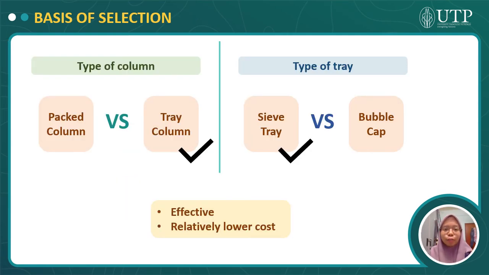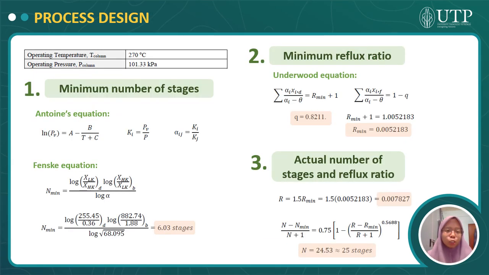Moving forward for our distillation column, a decision selection has been made for the type of column and also the type of tray. For type of column, we have packed column and tray column, while for type of tray, we have sieve tray and bubble cap. It is decided that we will use tray column and also sieve trays as both are effective at a very low cost.